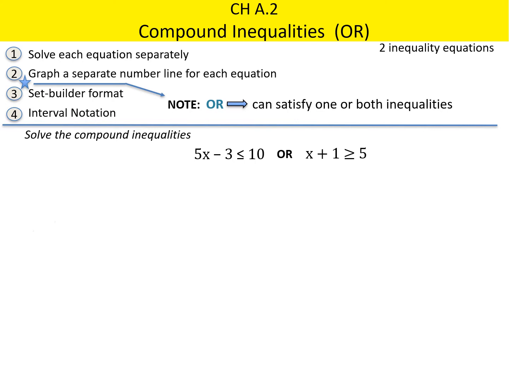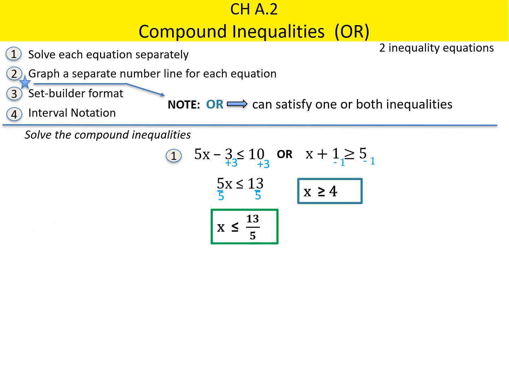If you are not familiar with this procedure, please go ahead and watch the video that's titled Single Inequalities. Now, our first step is to solve the first equation. We're going to do that, and we're going to get the answer of x less than or equal to 13 over 5. Now remember, we do not change that to a decimal. We're going to go ahead and solve the second equation, and our answer would be x greater than or equal to 4. So our second step is going to be to draw a separate number line.